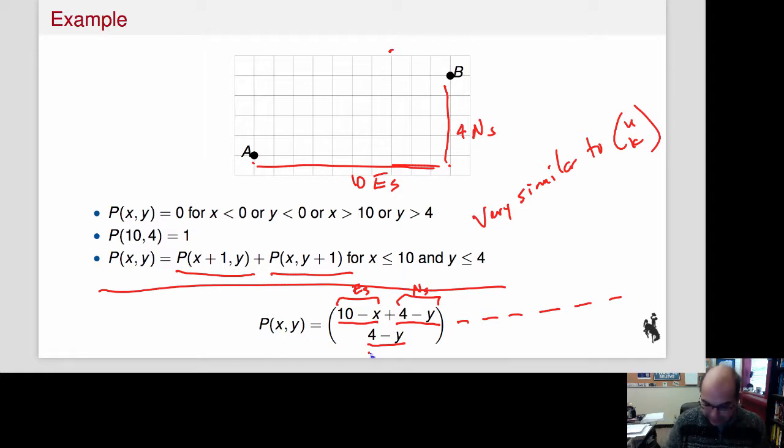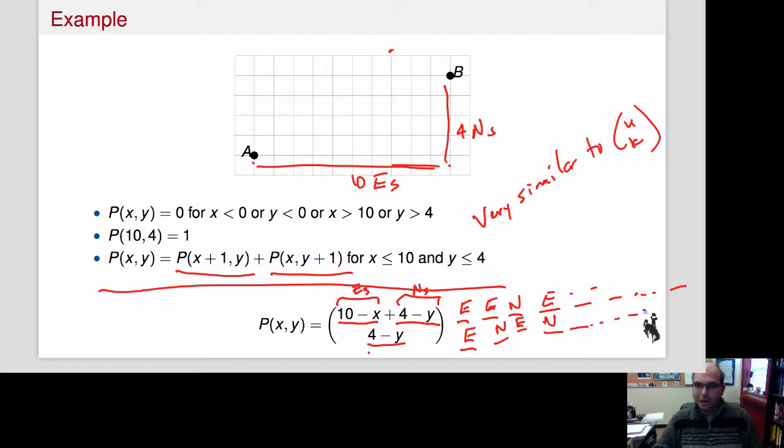And then what I have to do is choose where the norths go. So for example, I might go east, east, north, east, and so on. Or I might go east, north, east, north, and so on. But I have exactly 4 norths and 10 easts that I can put in there. So that's really where this comes in. It's that choose kind of notion.